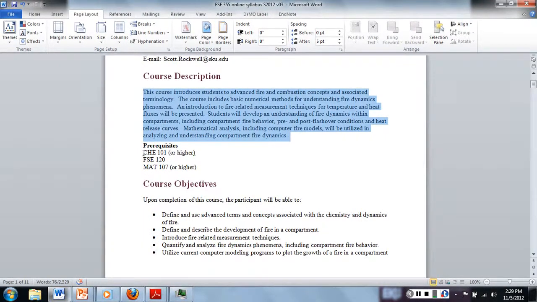All right, so we have 3 prerequisites: Chemistry 101, FSE 120, our Fire Behavior and Combustion course, or equivalent, and Math 107 or higher. So we will be doing some math, and you'll be expected to know it already.